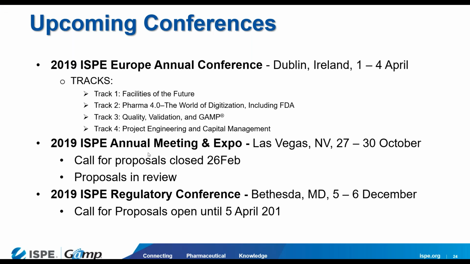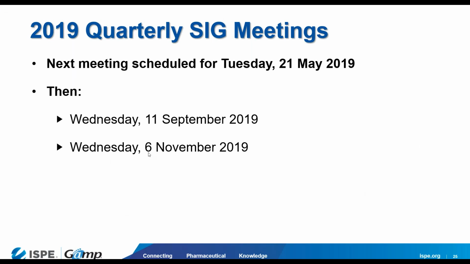Okay, let's go to the next slide. And I'll turn this over to quarterly SIG meetings. These are the other 3 meetings for this year that we have targeted and set up. The next one is on Tuesday, the 21st of May. Then we've got one in September and then one in November. We purposely scheduled the November one for about a week or so after the annual meeting, so just like this year, we can use it as a chance to debrief on the annual meeting if folks were not able to attend.